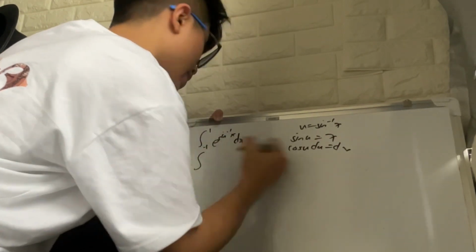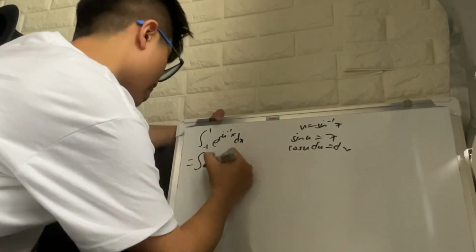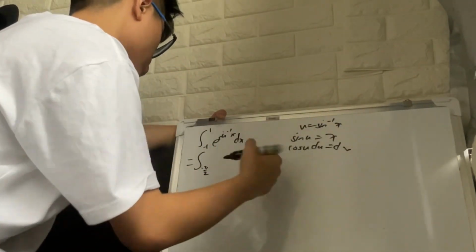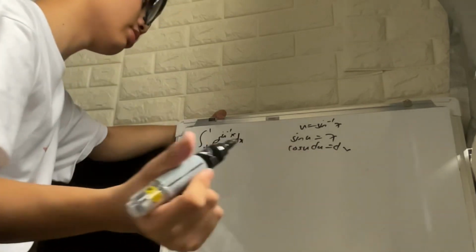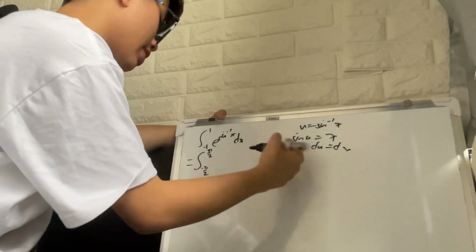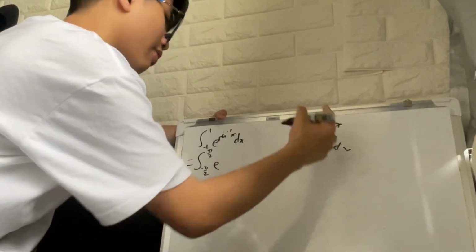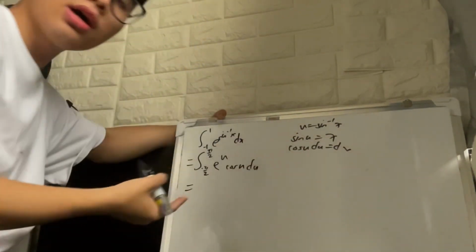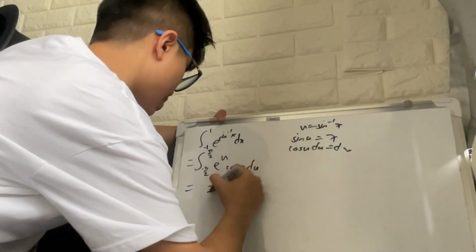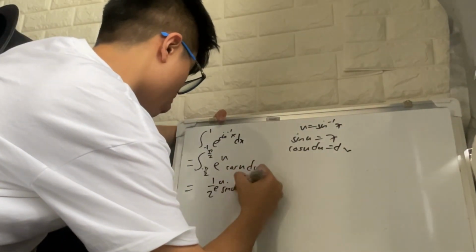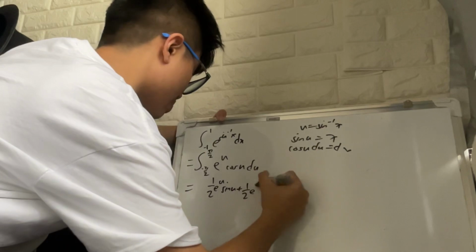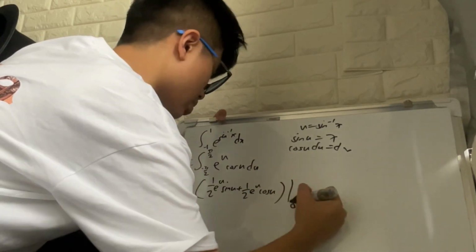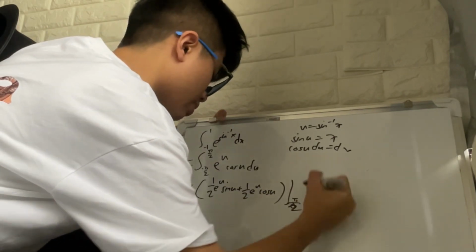Put -1 in here, you get negative pi over 2. Put 1 into inverse sine x, you get positive pi over 2. And then this is just e to the power of u times cosine u du. And here is the famous one. You get 1/2 times e to the sine u plus 1/2 times e to the cosine u, evaluated from negative pi over 2 to pi over 2.